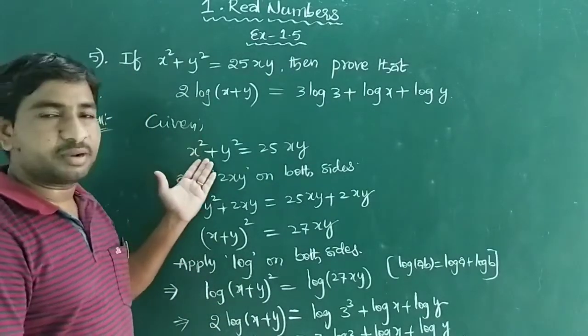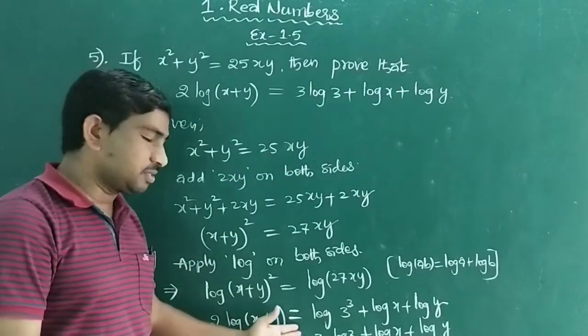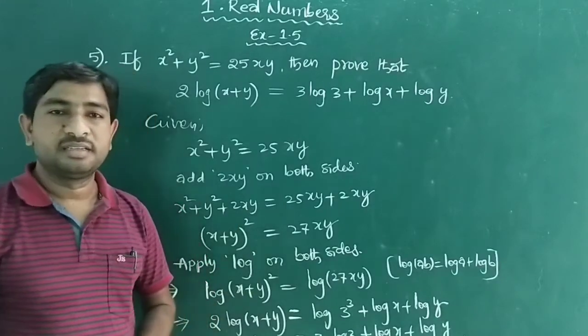So what is given? x square plus y square is equal to 25xy, and then we can get that 2 log of (x plus y) is equal to 3 log 3 plus log x plus log y. So this is the fifth problem solution. I hope you understand.